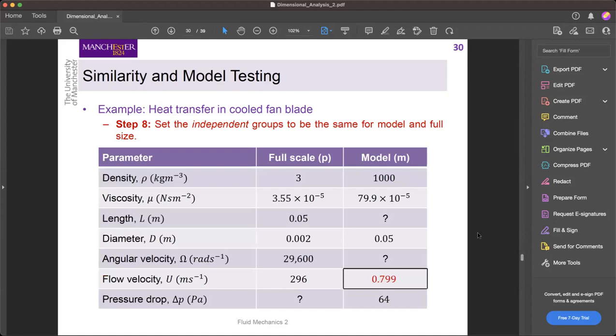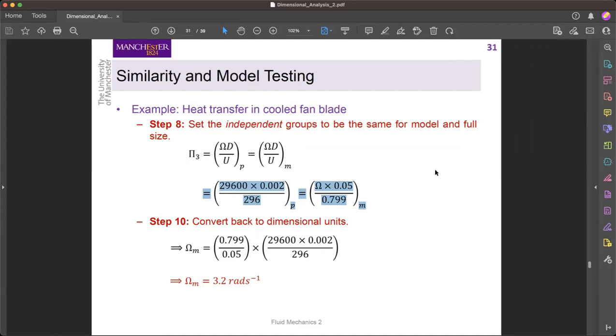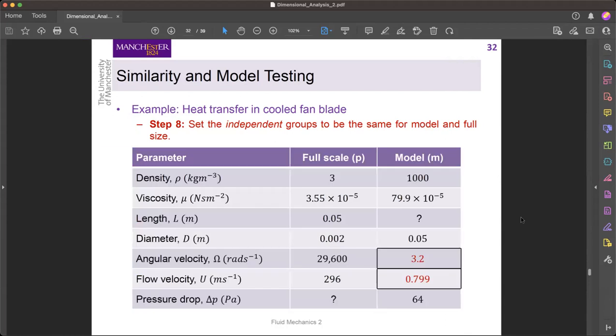Then you can do it for the other dimensions. For example, for the rotational speed, pi three is the pi group associated to the rotational speed. You say that pi three of the prototype is equal to pi three of the model. You have an equation in one unknown, omega model, you solve and you have this. And then you fill the table. And then you can play the same game for the length. And then you have adopted dimensional analysis to build a scaled model in your room.